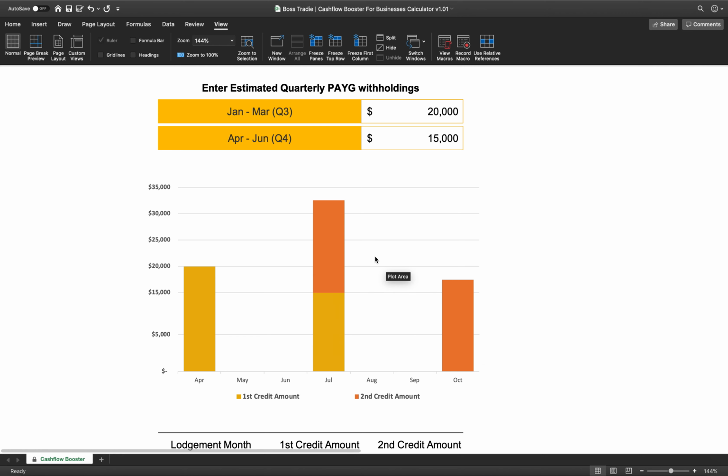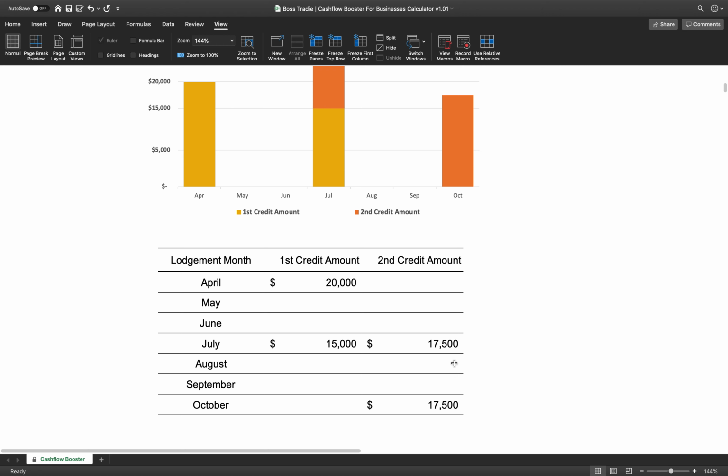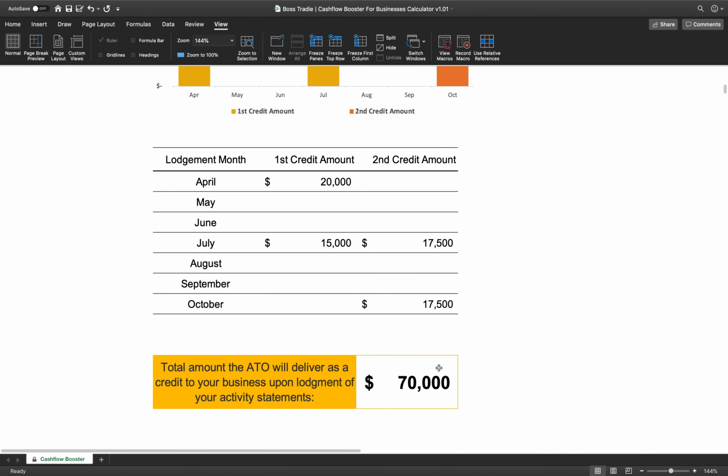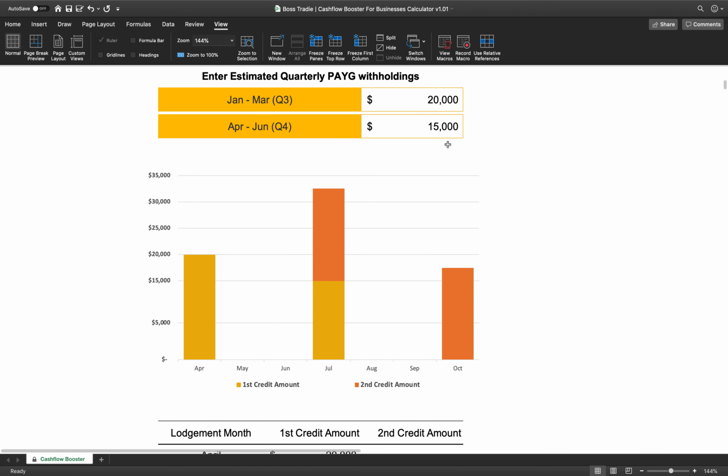And this time, your extra bonus payments for being a legend and surviving the pandemic through to June 30 means that you're getting 2 more payments of $17,500 each for a total of 70,000 smackaroos. All right, not bad, hey?